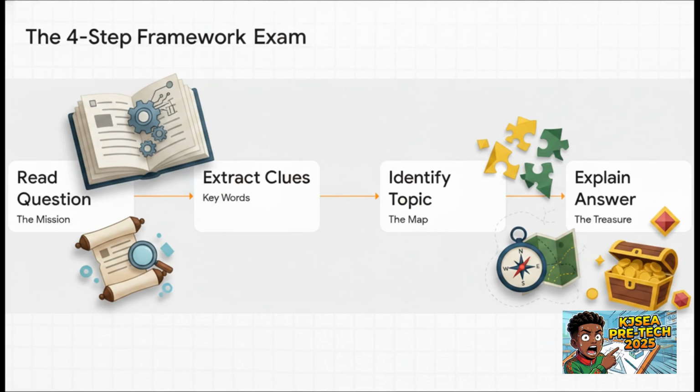Those are our clues. Step 3, identify the topic or substrand. That's the map, telling us exactly where we are in the syllabus. And Step 4, explain the answer, which is finding the treasure. Once you internalize this process, multiple choice questions become incredibly predictable.